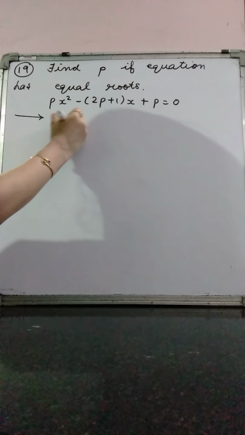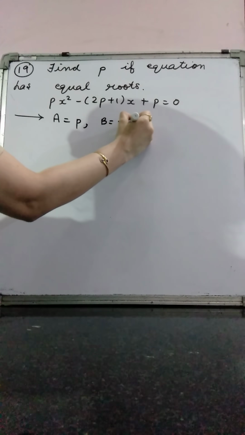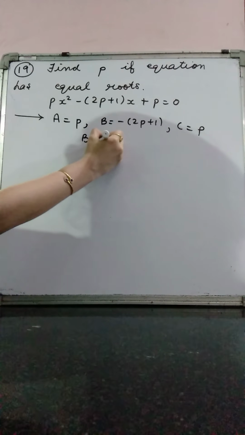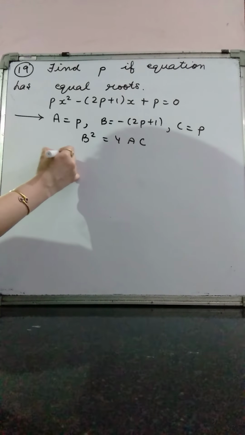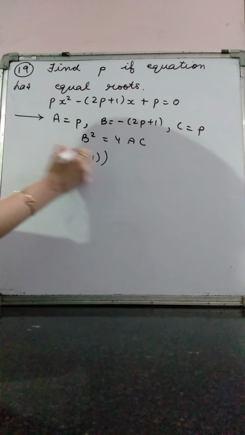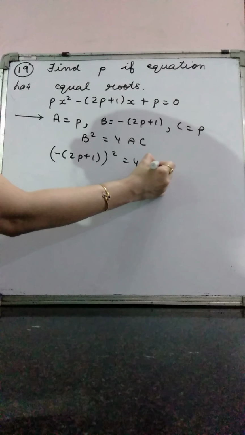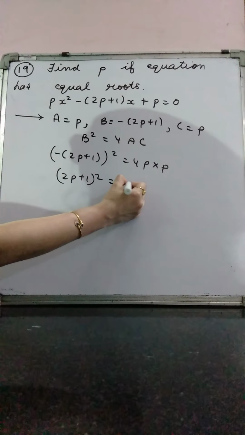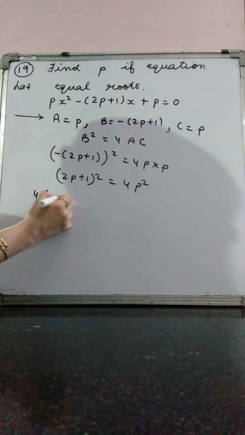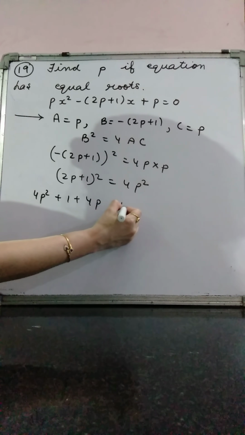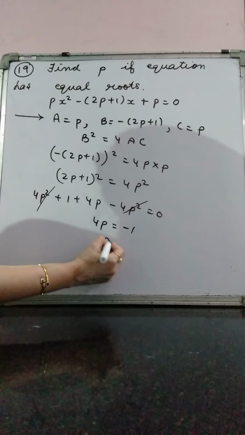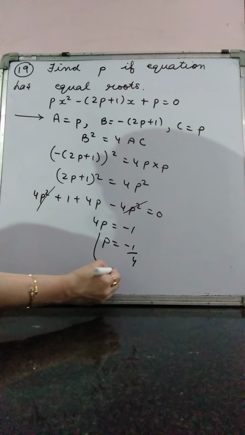Find p if the equation has equal roots. Compare: the value of a is p, the value of b is minus (2p plus 1), constant is p. Apply the condition for equal roots. b square is equal to 4ac, so (2p plus 1) whole square is 4p into p. Apply the identity: 4p square plus 1 plus 4p is equal to 4p square. Cancel out. 4p is equal to minus 1. So the value of p is minus 1 by 4.